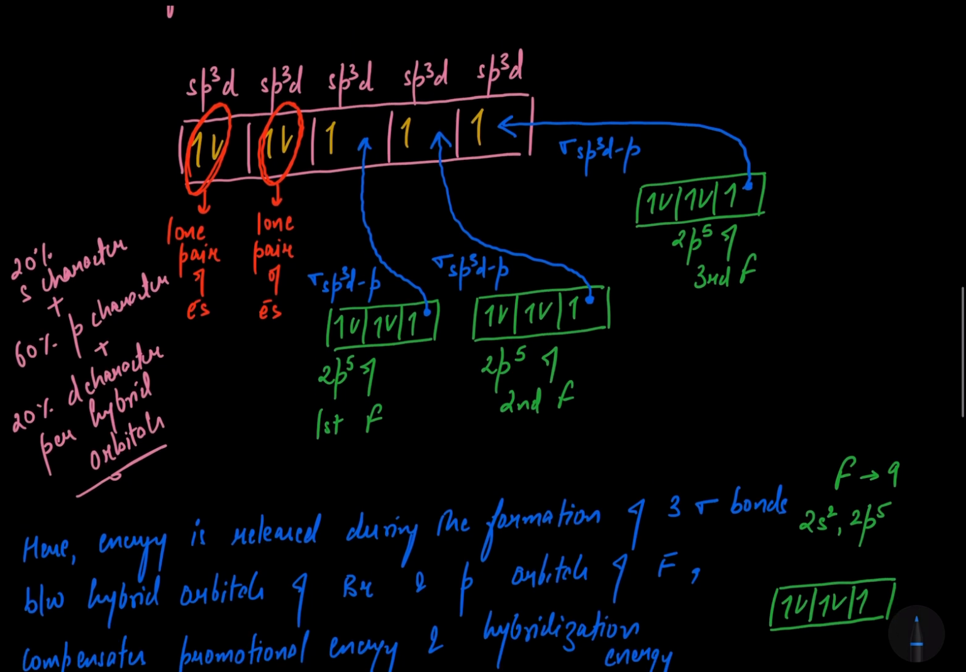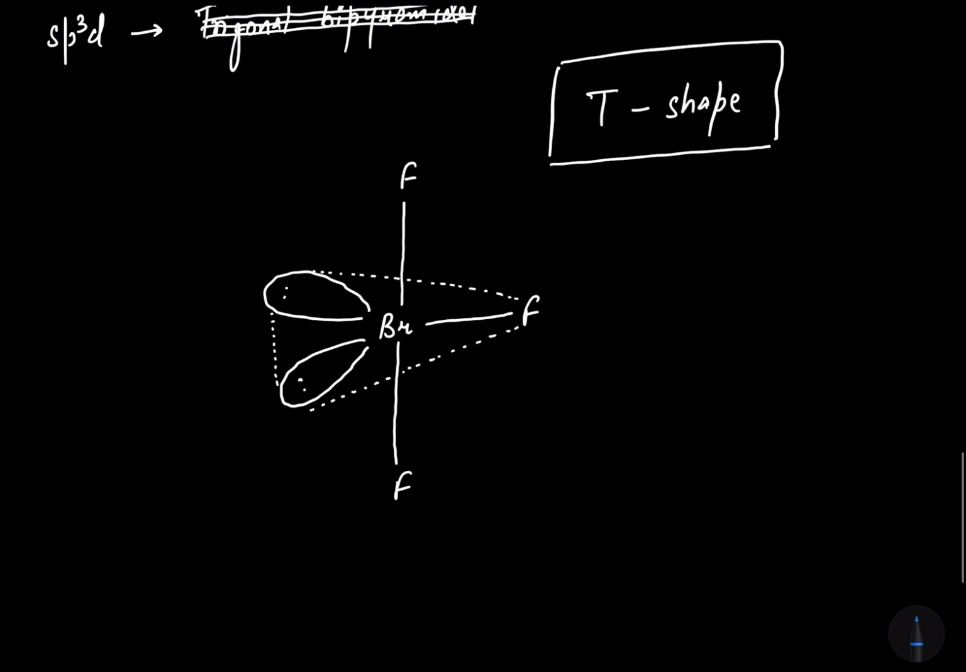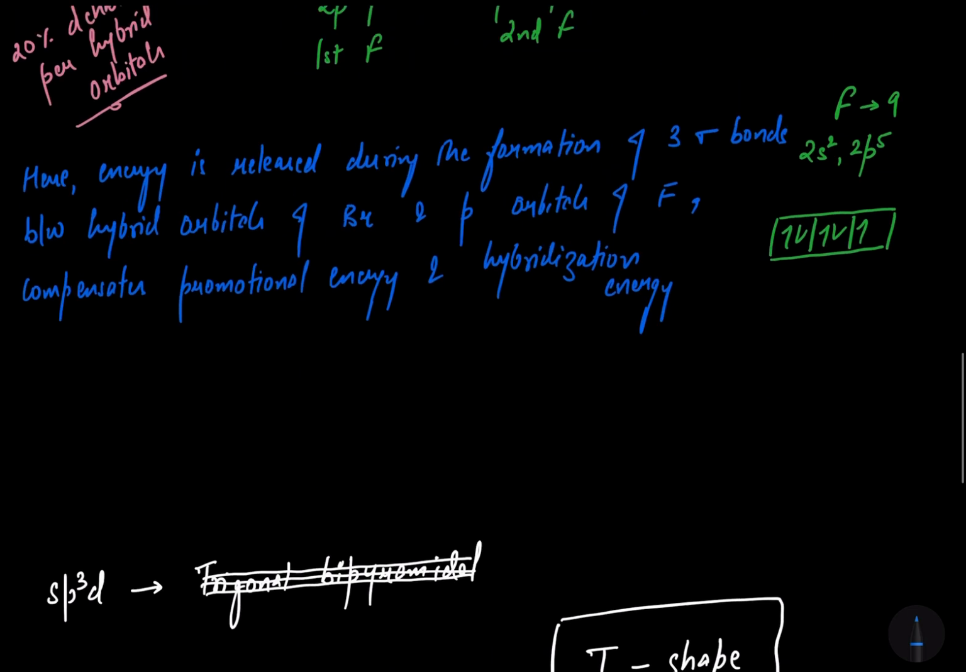So that's all about the hybridization of BrF3, that's sp3d with 2 lone pairs in the structure. And whenever sp3d hybridization is having 2 lone pairs, we always place those 2 lone pairs on the equatorial position, and that structure is named as T shape, not the trigonal bipyramidal. I hope you all understood today's lecture.